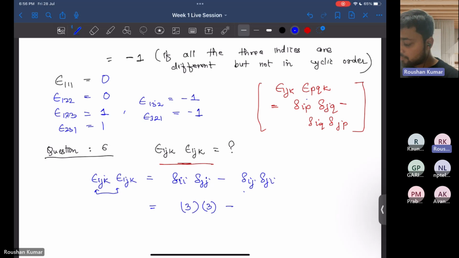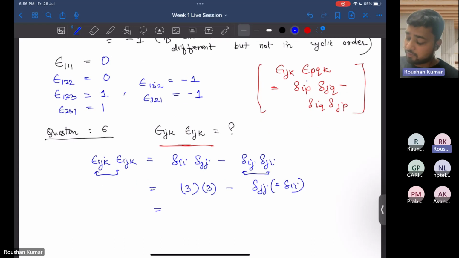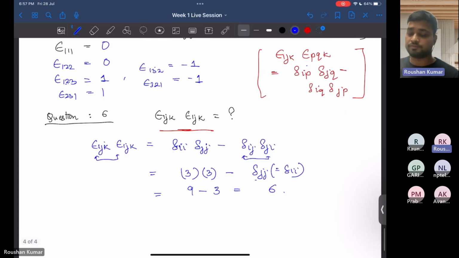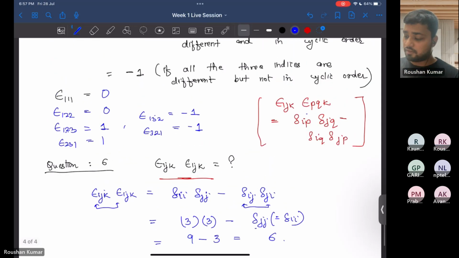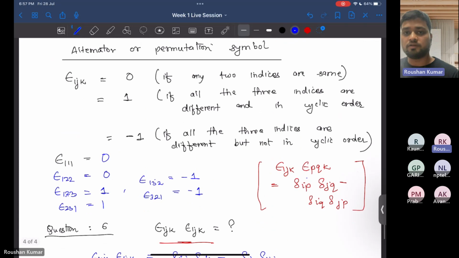So here you see there are two different tensor components, and i is repeating twice and j is repeating twice, which can also be written in this way: this can also be the same as del jj, or we say del ii. You can write it either way. So this becomes 9 minus del jj. What is del jj? It's a summation over j, or del ii is also a summation over i. So it gives del 11 plus del 22 plus del 33, which is 3. So it becomes 9 minus 3, which is 6. So the value of epsilon ijk times epsilon ijk is 6. So this is the meaning of the permutation symbol, or alternator.